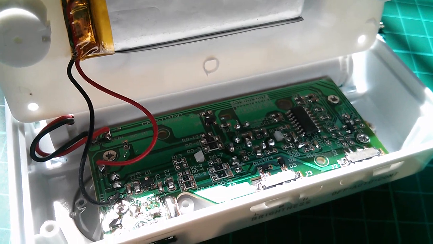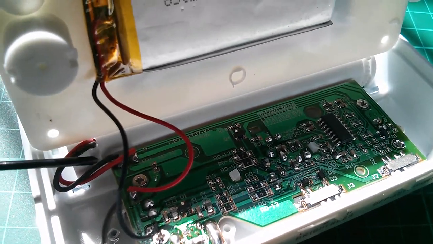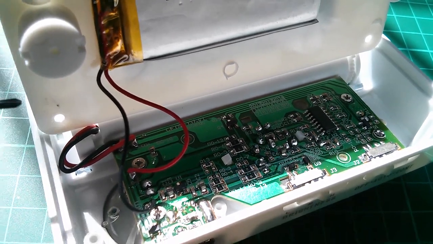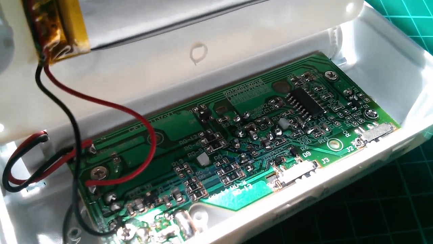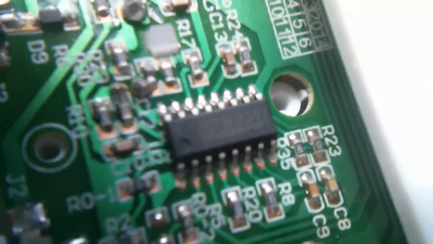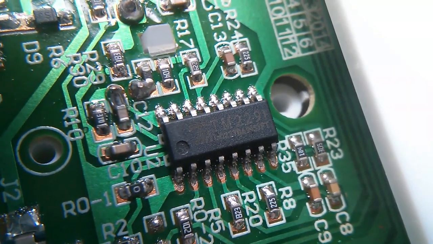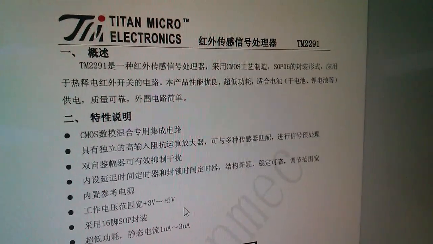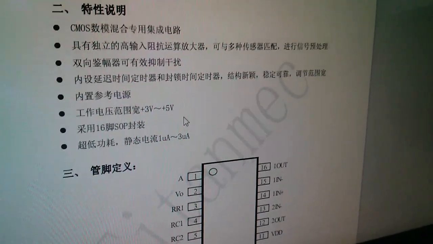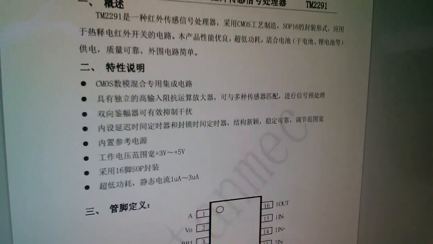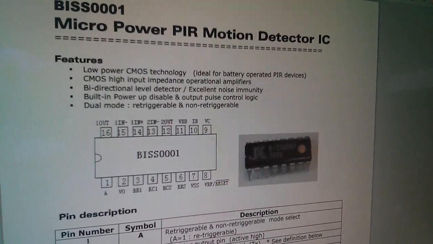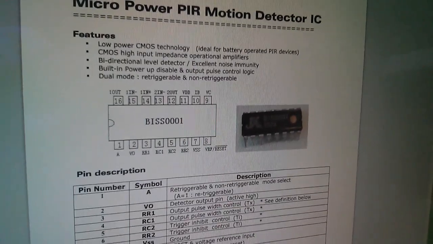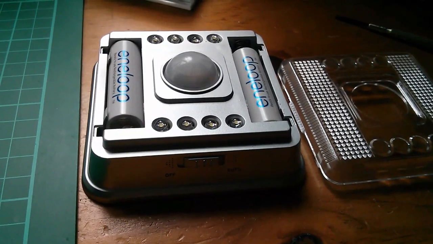And then down here we've got a circuit board with some wires coming off the back here which go to that LED bar, a couple of switches at the front here for the brightness control and the mode, and then let's have a look at what ICs are on there. So the main chip here is a TM2291, which is a Titan Microelectronics PIR sensor chip. The only datasheet I could find is this Chinese one, but it appears that it's identical to the BISS0001, which is a micropower PIR motion detector IC. And in fact, it's the BISS0001 that appears in most of these other sensor lights.